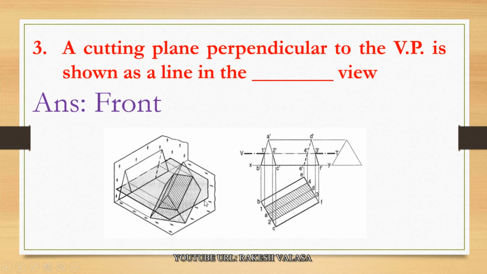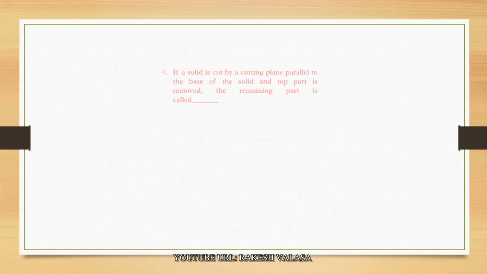In this case, we can see the front view only. The sectional plane appears like only one straight line. In the top view, it appears like the true shape. In the question, he is asking that a cutting plane perpendicular to VP is shown as a line in only the front view.